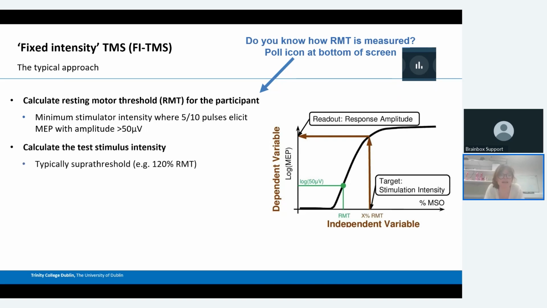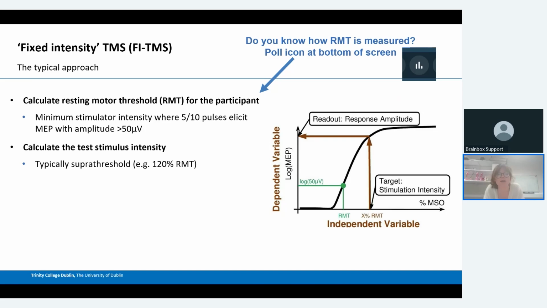So we calculate that resting motor threshold. The way that we calculate that, as many of you will be familiar with, is by starting off at a stimulation intensity that we know evokes some sort of muscle response, and then applying, for example, 10 pulses, and for each pulse we look at whether the MEP is bigger or smaller than 50 microvolts. If more than 5 out of 10 are bigger than 50 microvolts, then that's too many MEPs, so we turn the stimulation down a bit, and then we do the same again.